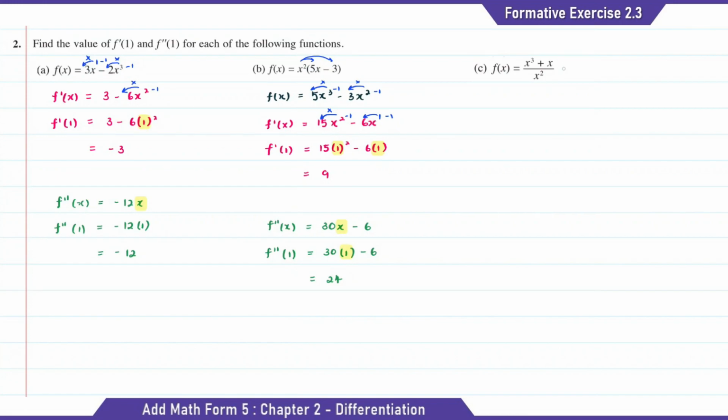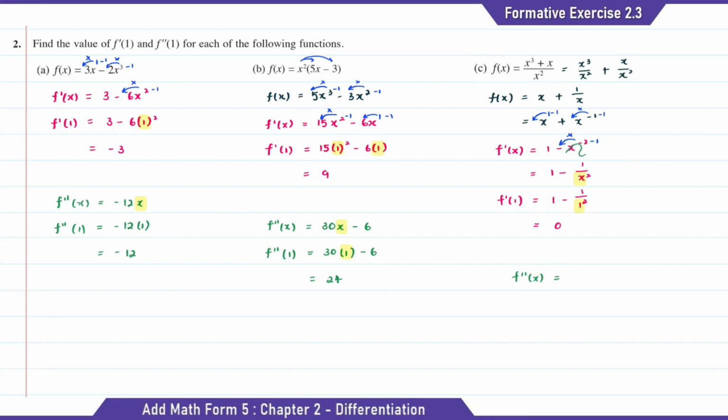Question C. This I can write as x cubed over x squared plus x over x squared. Simplify this, then we get x plus 1 over x, or x plus x to the power of negative 1. Then the first derivative will be 1 minus x to the power of negative 2, which is the same as 1 minus 1 over x squared. To find the value, substitute x with 1. This is equal to 1 minus 1, which is 0.